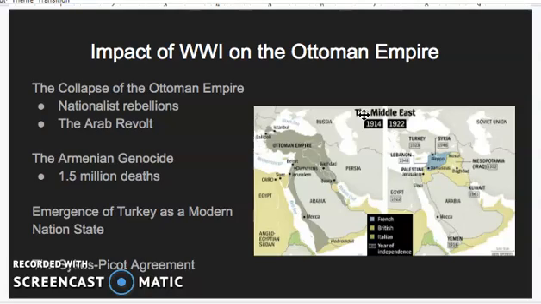This doesn't work. The Ottomans are soundly defeated, and in the aftermath of World War I, the Ottoman Empire is broken up. Turkey is allowed to become an independent nation state, and the rest of the Ottoman Empire is divided up into the French or the British colonial empire in an agreement known as the Sykes-Picot Agreement, where France gets Syria and Britain gets Palestine and Iraq.